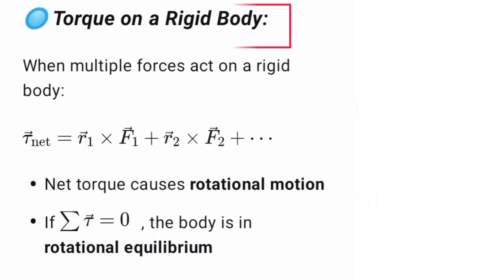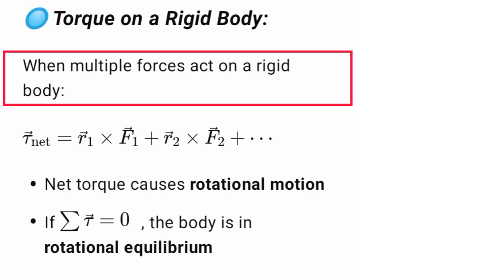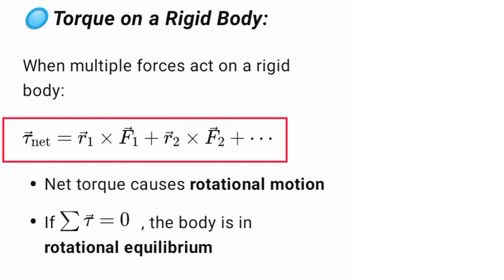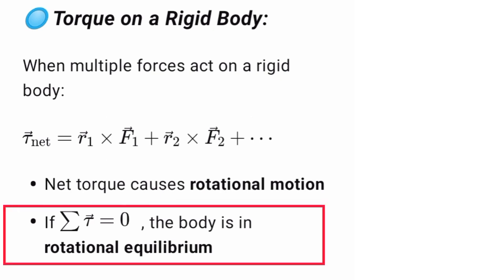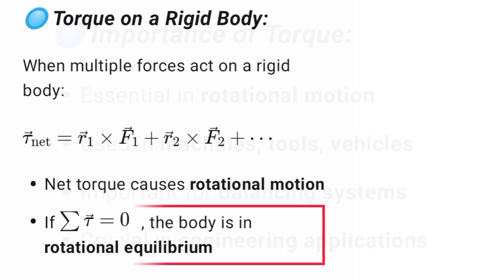Torque on a rigid body. When multiple forces act on a rigid body, net torque is equal to the sum of individual torques. That is, torque net equals R1 cross F1 plus R2 cross F2 and so on. If the net torque is 0, the body is in rotational equilibrium.